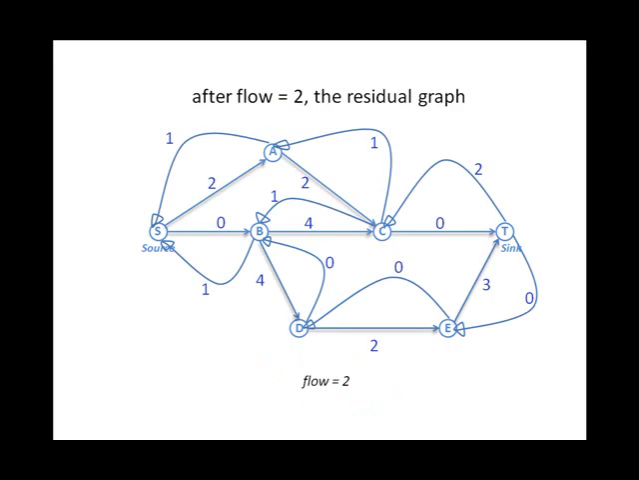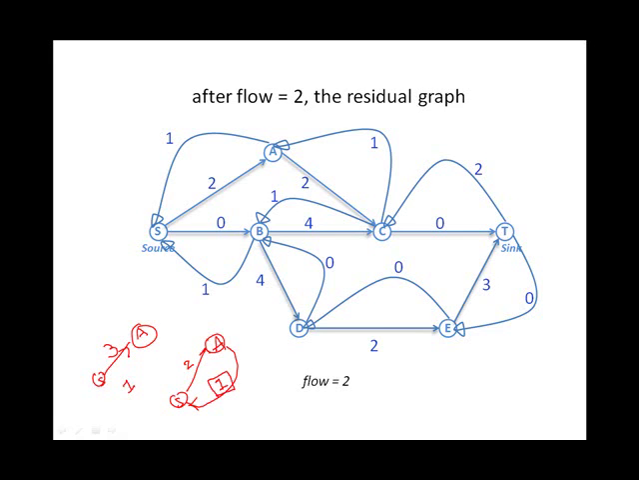If you look at the original graph, there was an edge from S to A and it had a capacity 3. If you actually send a flow 1 along that edge, the capacity left from S to A is now 2, and at the same time we will add a reverse edge from A to S with capacity 1. That represents that if you were to send some flow back from A to S, what is the maximum amount of flow you can send back?